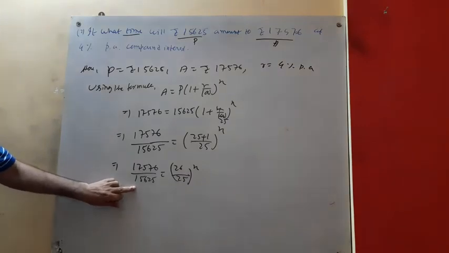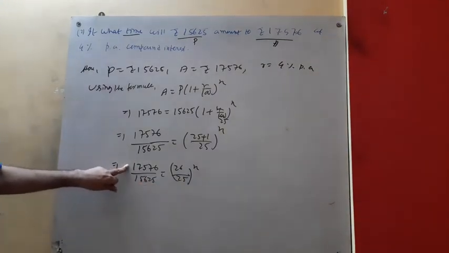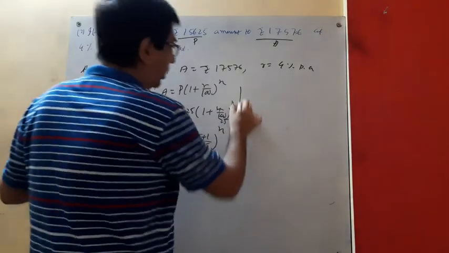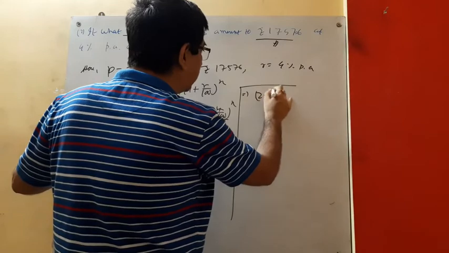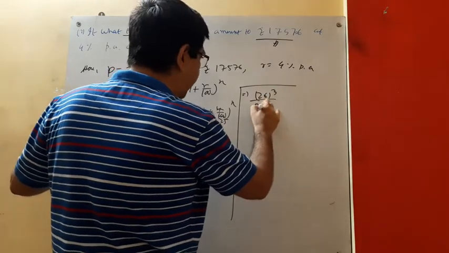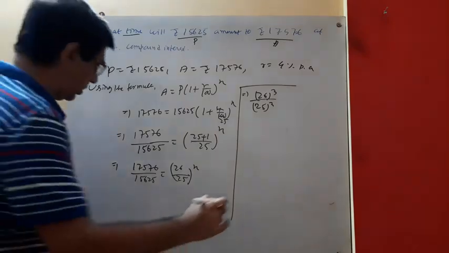Look, you should know this one. This is the cube of 25. So obviously it will be the cube of 26 if your calculation is right. So it is 26 cube by 25 cube. Sir, how will I calculate this one? Go for this one. Write this way.